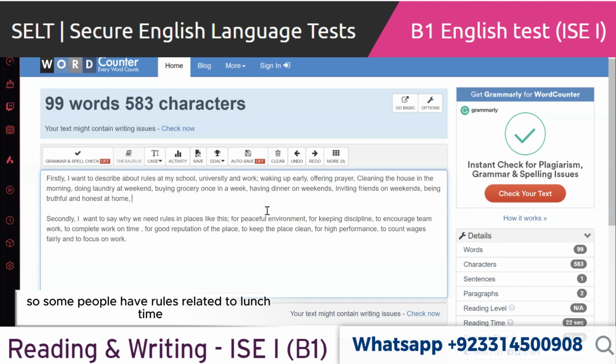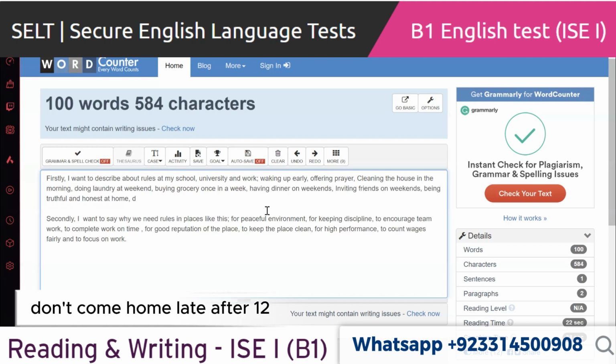Some people have rules related to lunchtime and dinner time also, like their moms tell them no dinner after 9. Don't come home late. Oh my God, that's the best rule ever. Okay, don't come home late after 12. And Pakistani parents, after 11:30, everything is an end for you. So don't come home late.